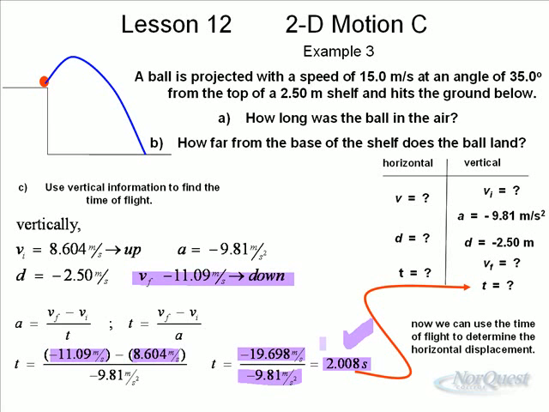So now that we know the time of flight, we've answered A. How long was the ball in the air? 2.01 seconds would be a good answer. And of course, we need now to find the final answer. How far from the base of the shelf does the ball land?